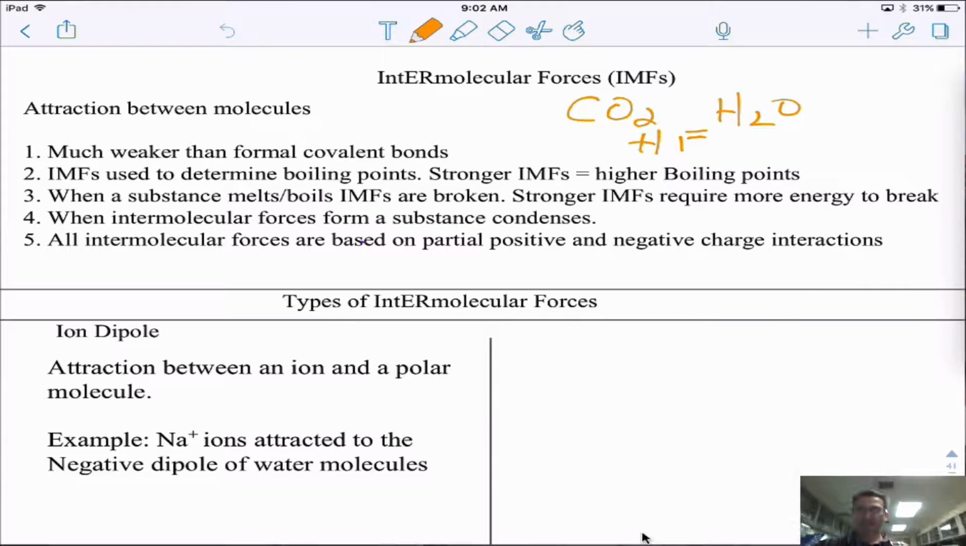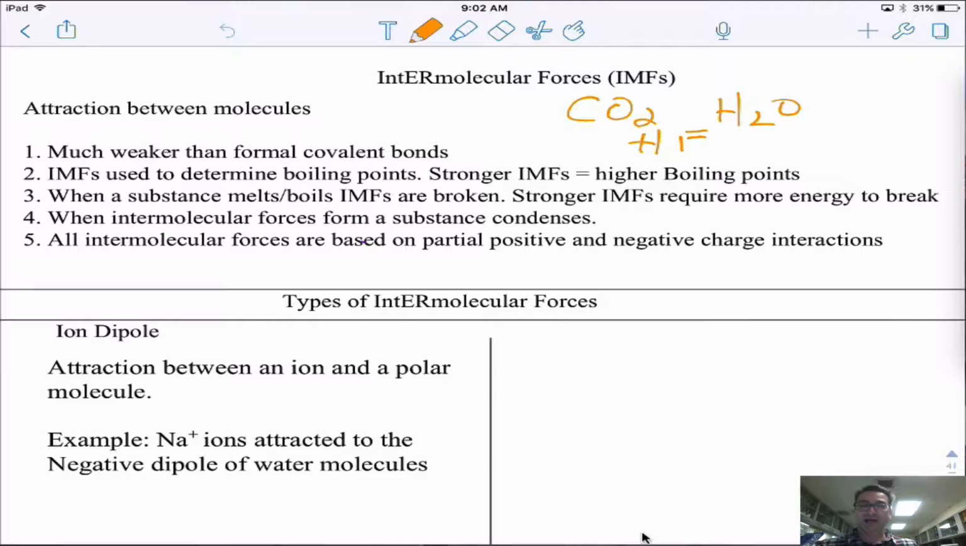Welcome everybody. So today I'm going to talk to you about intermolecular forces in detail. We're going to discuss the different types of intermolecular forces and then how each one plays out. So the first type of intermolecular force isn't really an intermolecular force. It's more of what happens when you have a mixture, a solution. And that type of intermolecular force is called an ion dipole.